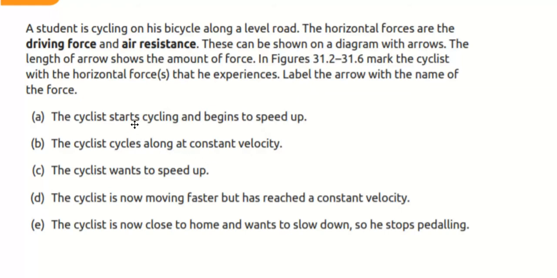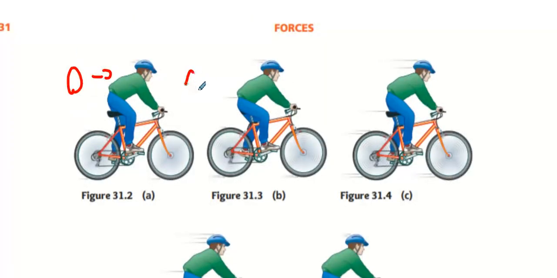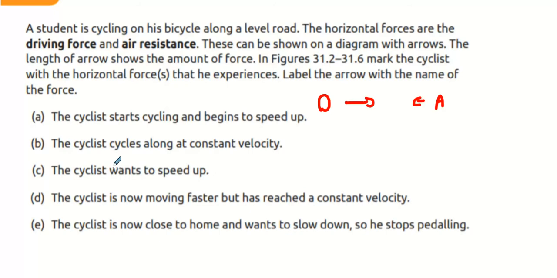Okay, the cyclist starts cycling and begins to speed up. If he begins to speed up, the driving force going to the right will be bigger than the air resistance going to the left. So here we go. D is there. A is a smaller arrow going this way. We'll exaggerate the size of D a bit. There you go. D is a much bigger driving force. Okay. Next one. So what we'll put down is D equals driving force, A equals air resistance.